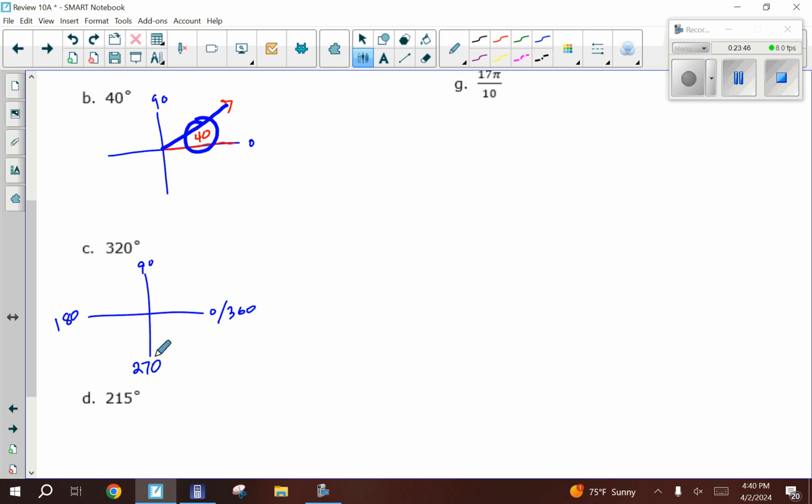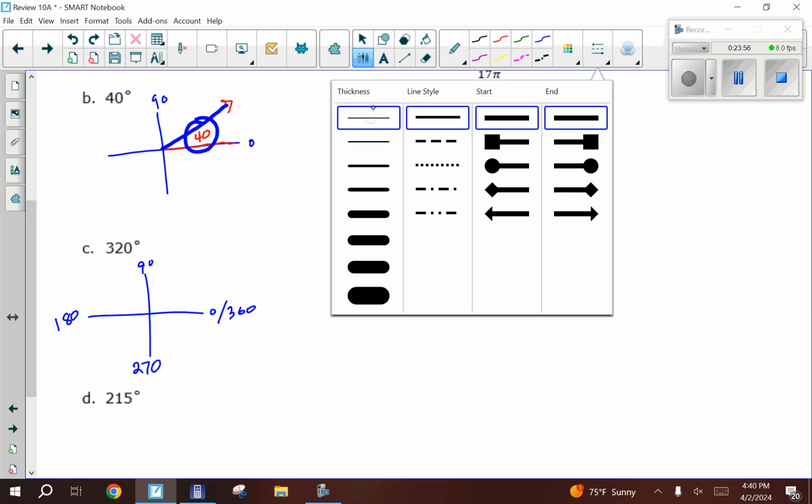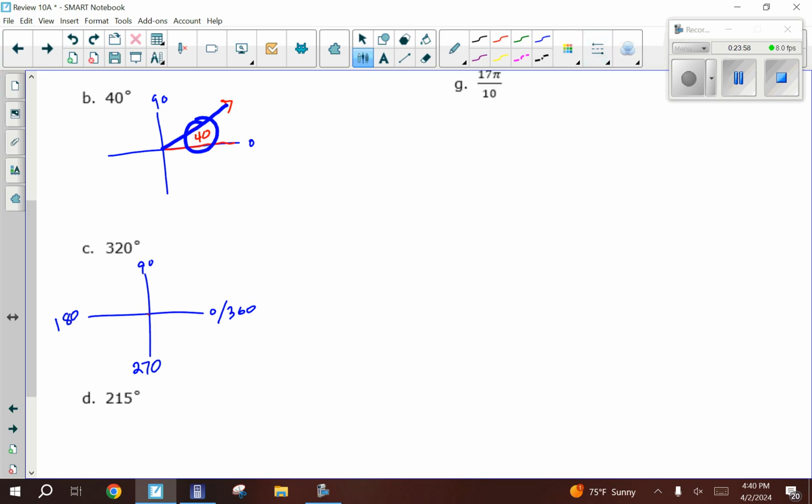So it looks like I've got to go 50 degrees past 270. 45 is almost halfway, so this would be 50. That means this part right here would have to be 40, and that's our answer, because our reference angle is always the terminal side back to the x-axis using the shortest path.